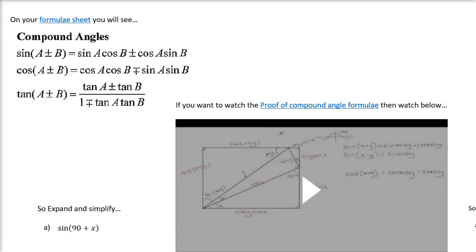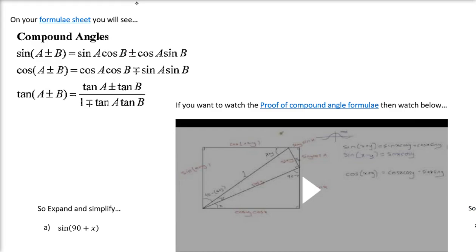So on your formula sheet you'll see these three here. The sine of A plus B is the sine A cos B plus the cos A sine B, or the sine of A minus B is the sine A cos B minus the cos A sine B. So that's what this little plus minus means here, that's a plus and a minus there. So if this is plus, this is plus. And conversely, if this is negative, then that is also negative.